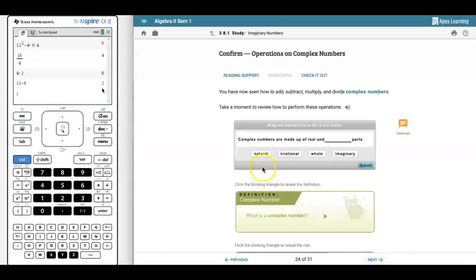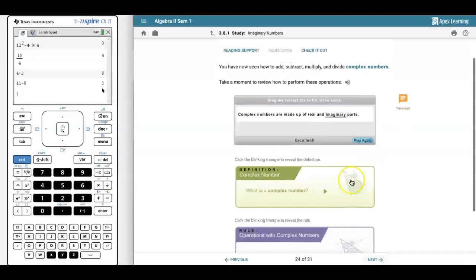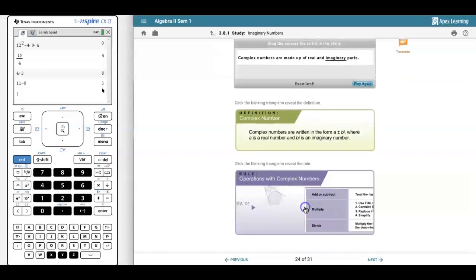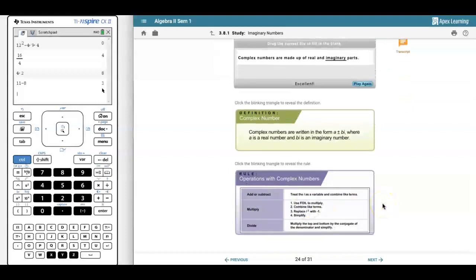So complex numbers are made up of real and imaginary parts. A complex number has a plus or minus bi, where bi is an imaginary number. And then how do we subtract, multiply, and divide? We treat i as a variable and we combine like terms. When we're multiplying, we FOIL, we combine, we replace i squared, and then we simplify. And when we divide, we multiply the top and the bottom by the conjugate of the denominator, and then we simplify.